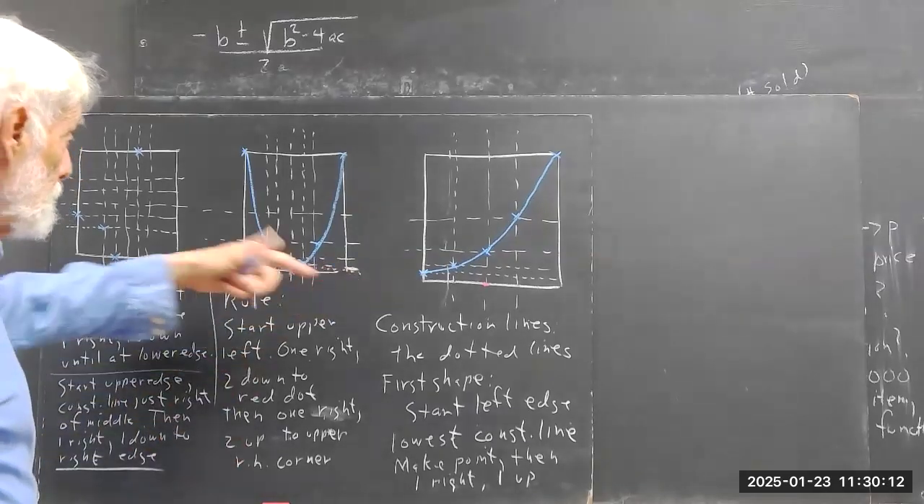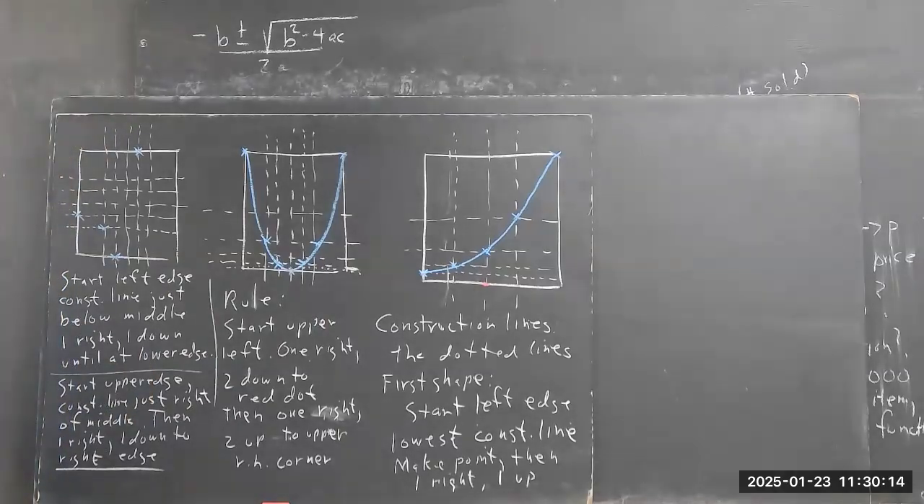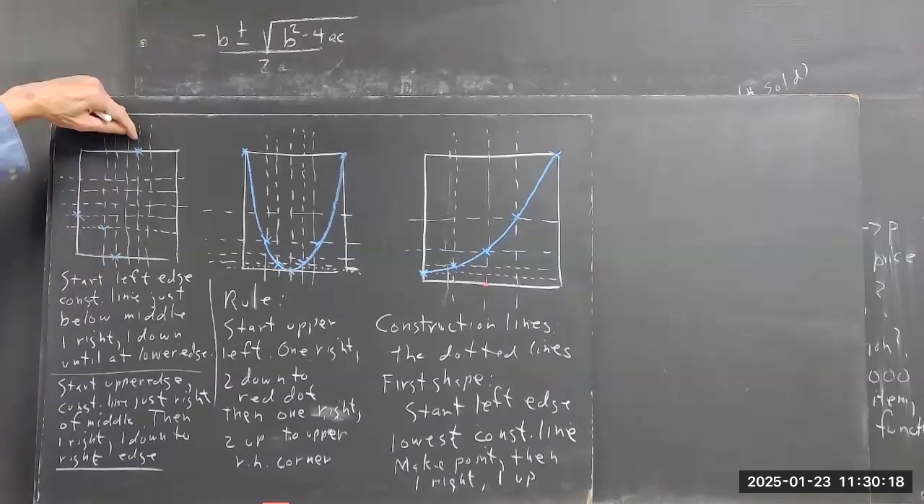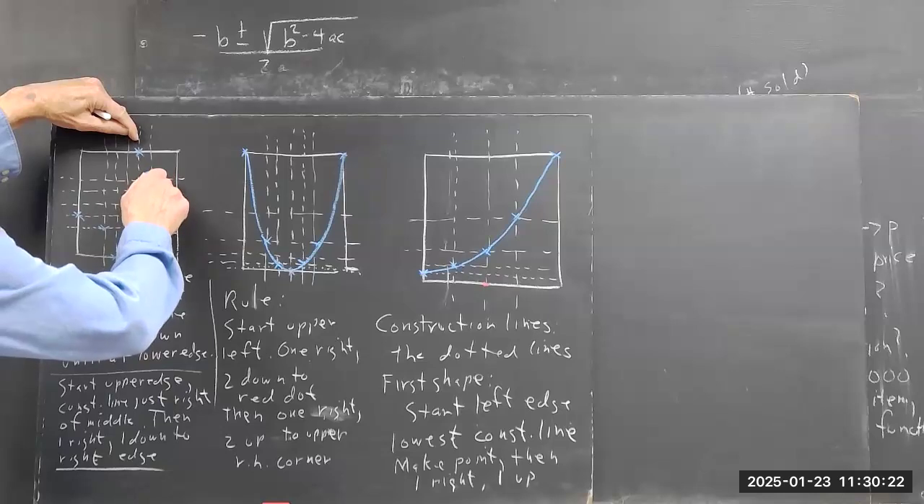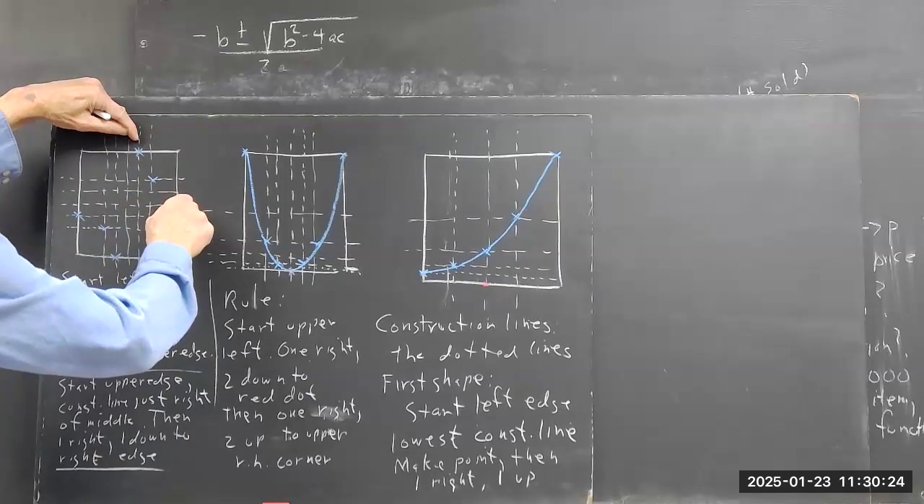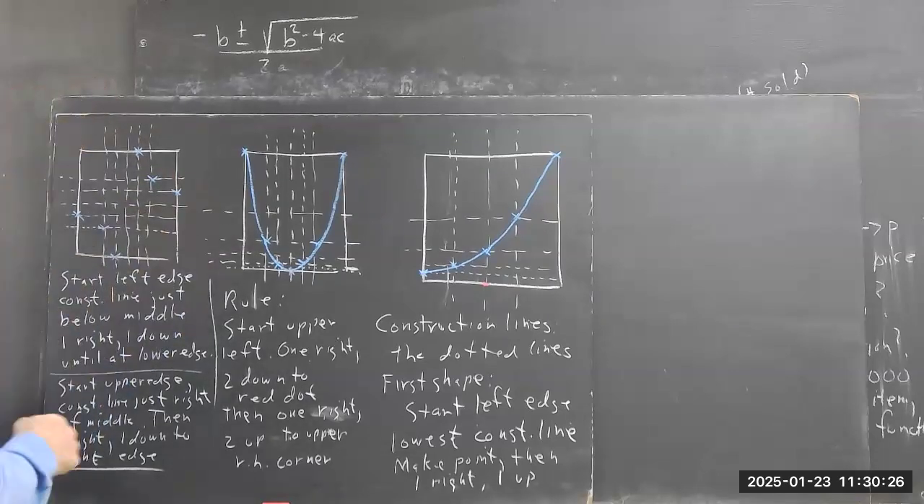And it lends itself to the behavior of these functions. Okay, so anyhow, now we do the other half. We start at the upper edge, just to the right of the middle. That's this point. 1 over, 1 down. 1 over, 1 down, and we're done there.